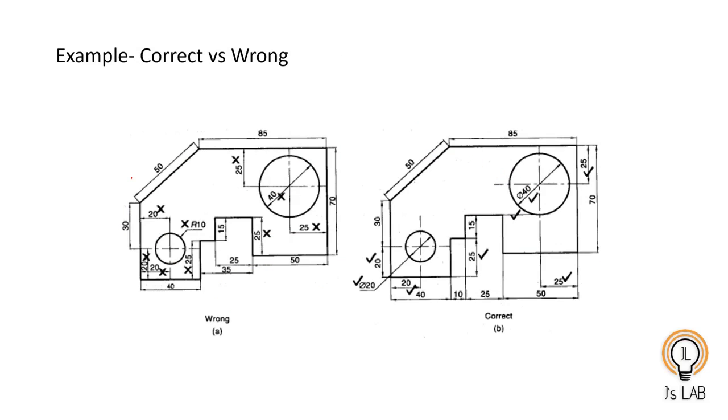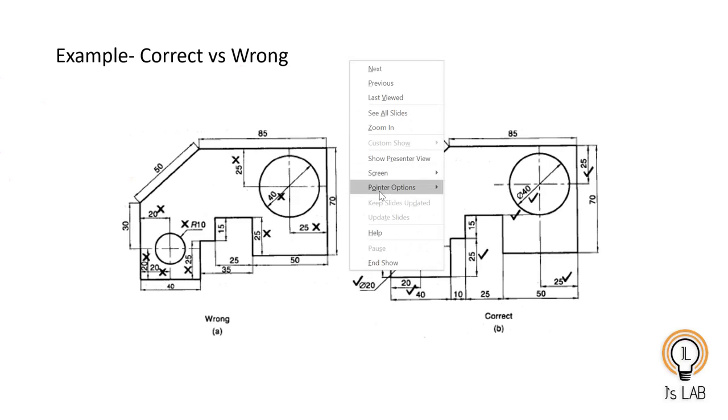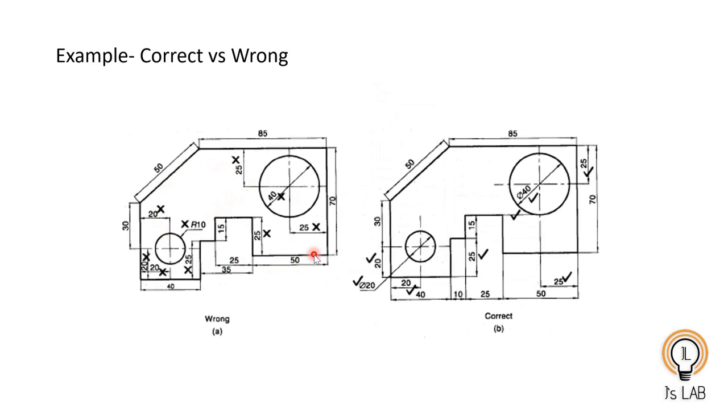Now a correct drawing and a wrong drawing. The right side represents the correct drawing and the left side represents the wrong drawing. You can see in the left side drawing most of the values are coming inside the drawing, and it is very difficult to identify the features. But in the right side drawing, most of them are outside. You can see this 20 is here, but here the 20 is outside the drawing.